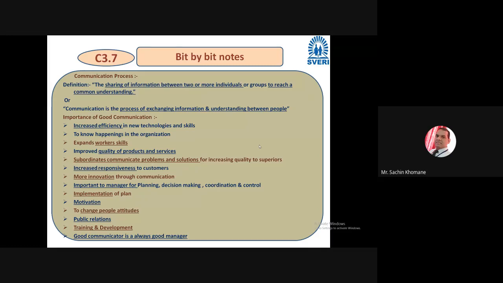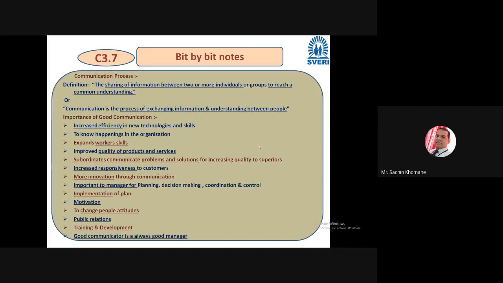For motivating the people, a manager should have good communication. Then to change people's attitude, right? While counseling people in the organization, to change their attitude, for that purpose also communication is important. For public relations also, good communication is important. Then training and development, right? If you want to train your employees, if you want to develop your employees, good communication is important.